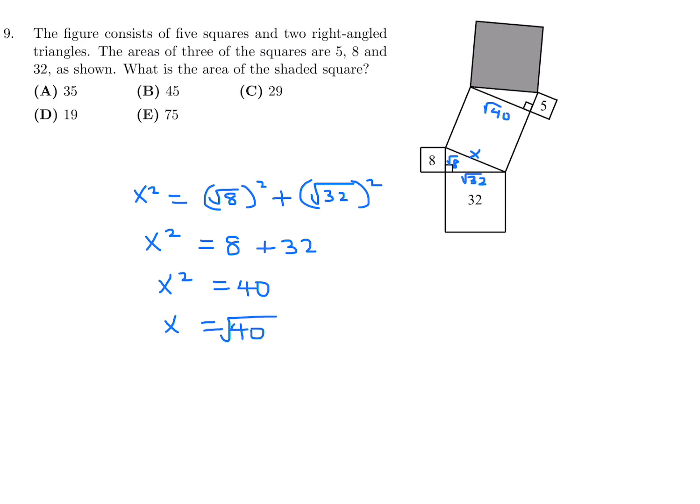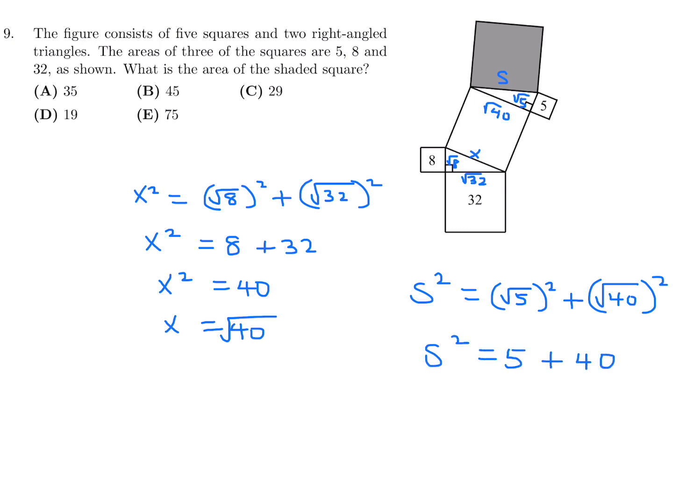So that side is root 40, any side of that square. And any side of that very small square is root 5. This side I will call s. So again, by Pythagoras, s squared is equal to root 5 squared plus root 40 squared. So s squared is 5 plus 40, which is 45. And they want me to figure out the area of the shaded square, where the area of the shaded square is s squared, and that's 45. So number 9, the answer is B.